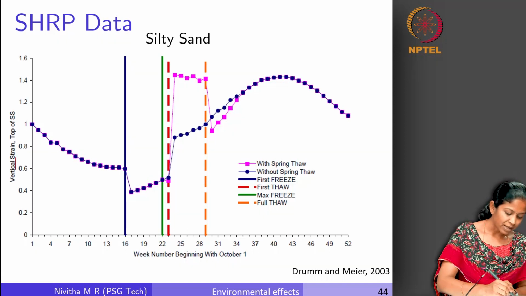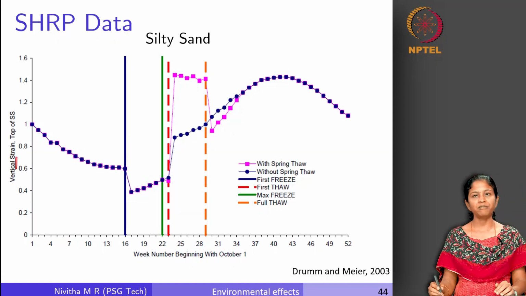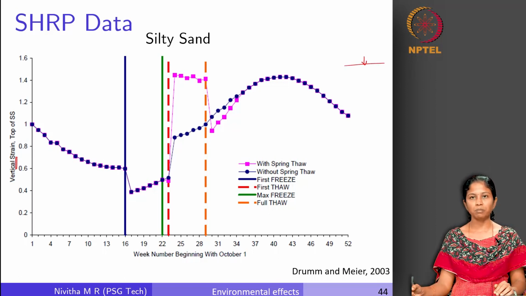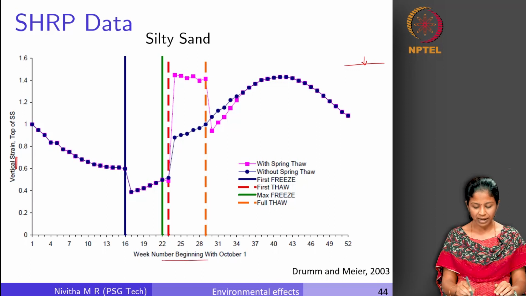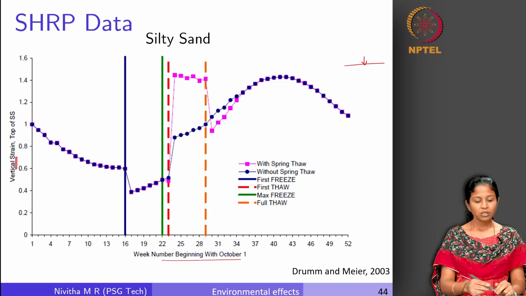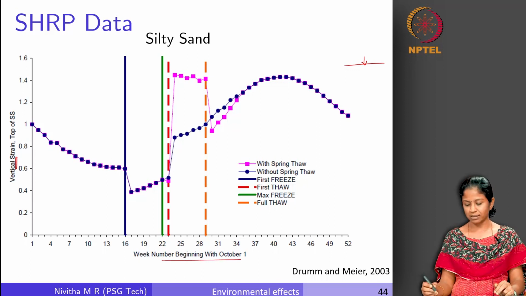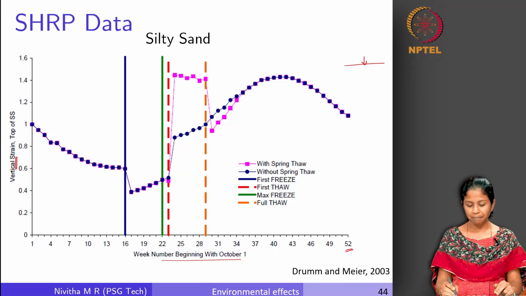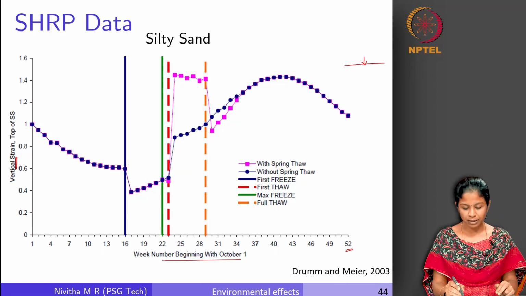You can see here, this is the vertical strain on the top of subgrade. We have a subgrade layer. So, what is the vertical strain on top of the subgrade and how it varies over a specific time period. It is given over different weeks, we have 52 weeks, which is a given calendar year. There are different color lines given here. Let me show you what these are.